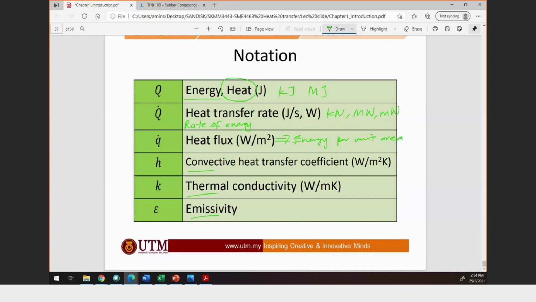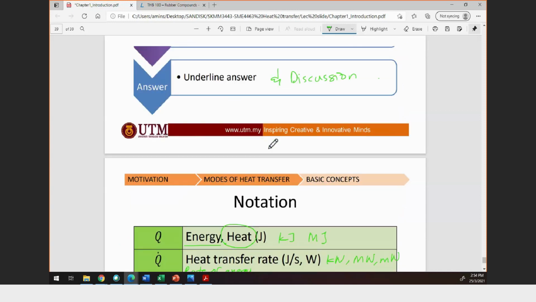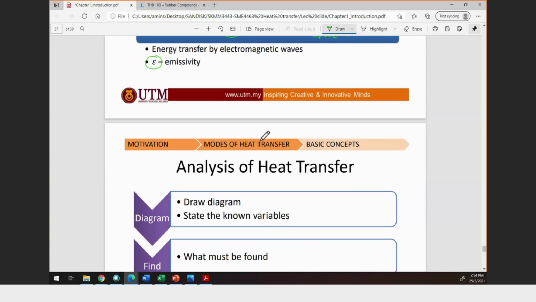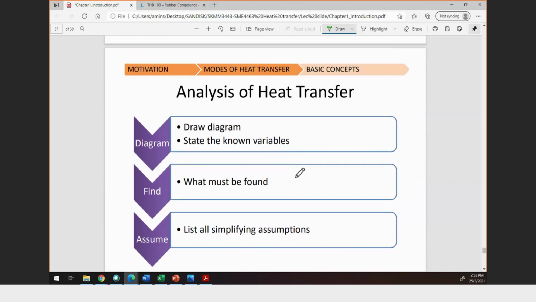So that is some introduction of the first chapter. Any question? If you look at this textbook, there are many examples of how you go through it. So you have to find some time to look at these examples in order to understand the topics of heat transfer in general.